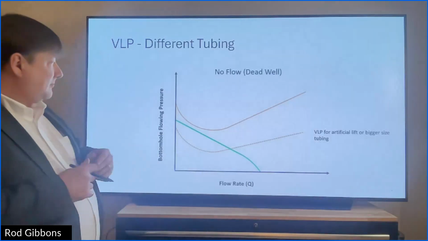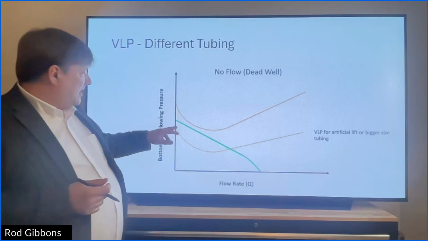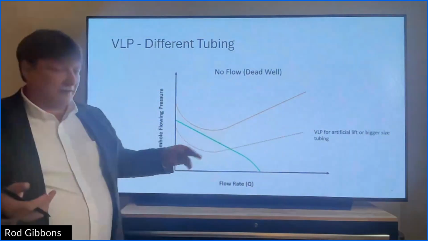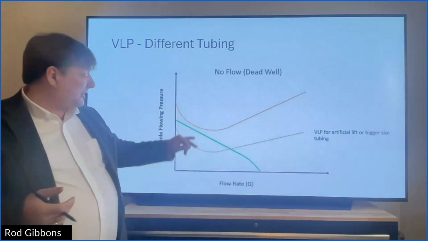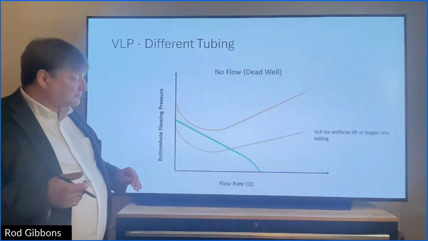So in this dead well example, we use artificial lift to change the vertical lift profile, or a bigger size tubing. Sometimes if you upsize the tubing, you'll actually cause this intersection again.